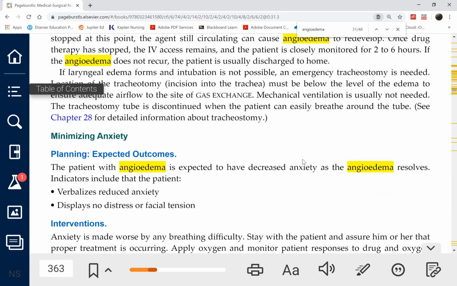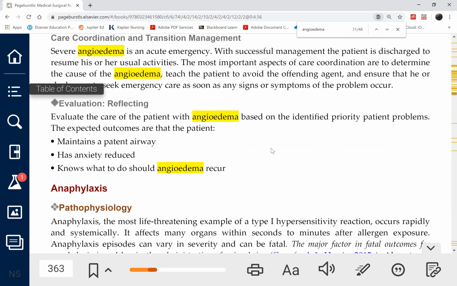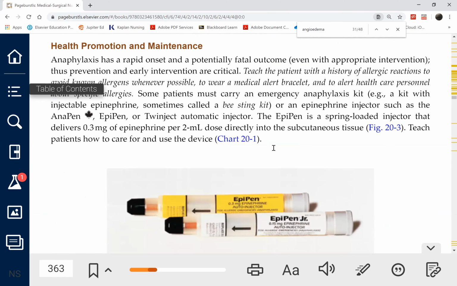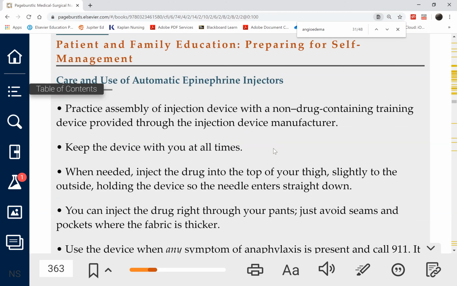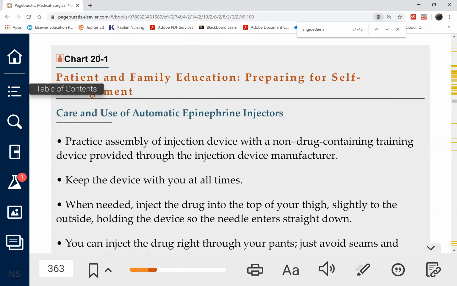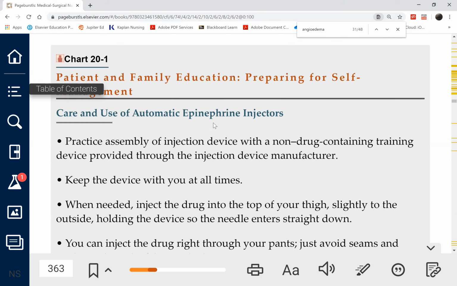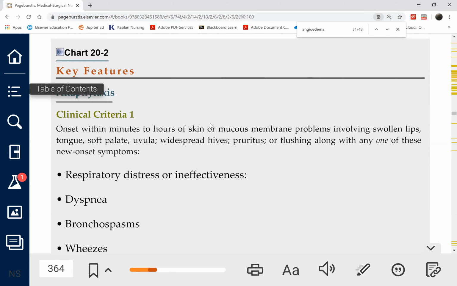All right, let's go to interventions now. This is an emergency. Do we have hours to attend to this patient? No, anaphylaxis is an emergency. So what is your first intervention? Our summary is here, chart 20-1. Well, no, this is the use of epinephrine. Sorry, it's the next chart, 20-3.